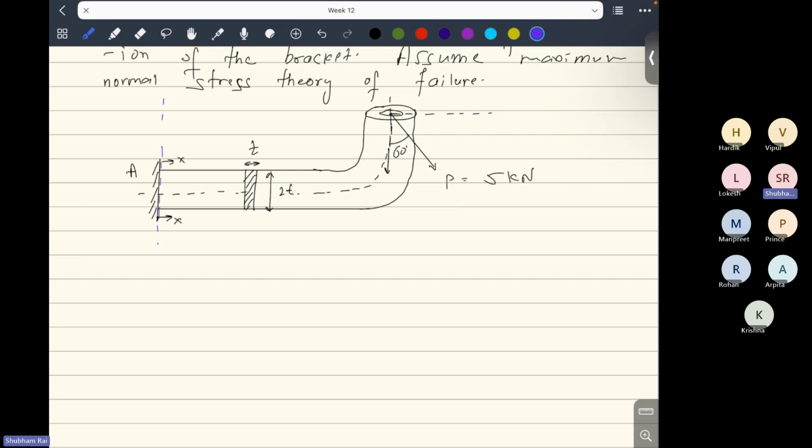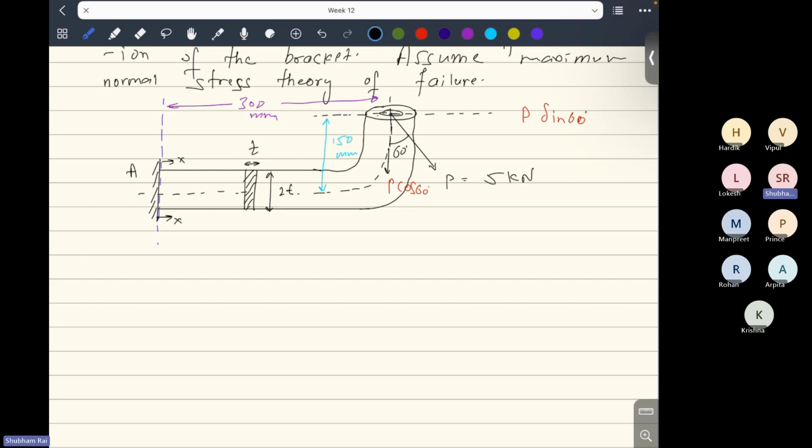The distance between these two points, this distance is 300 mm, and this distance between the center line and the center line is 150 mm. Okay, so obviously if this is P, then this will be P sine 60 degree, and this will be P cos 60 degree.